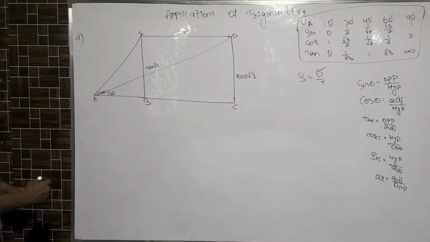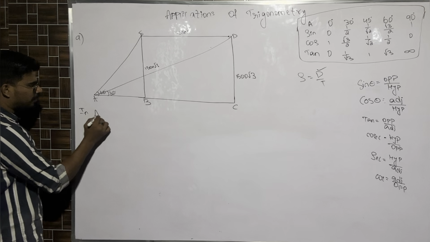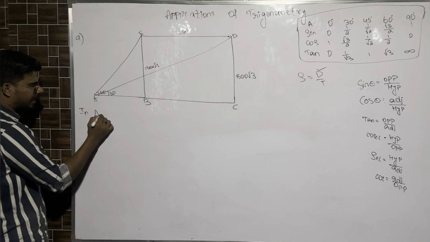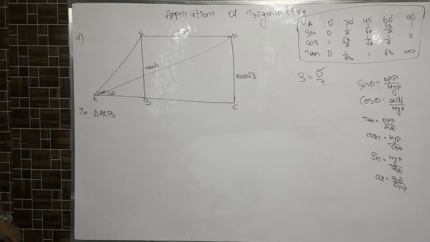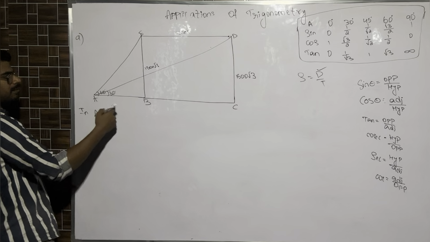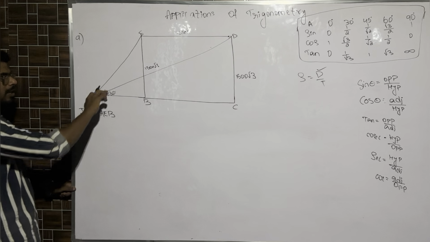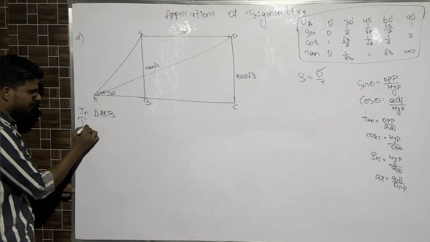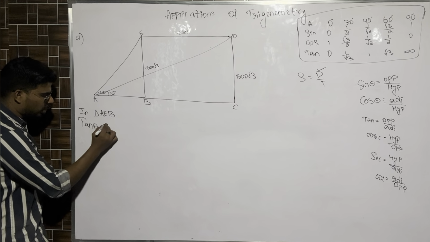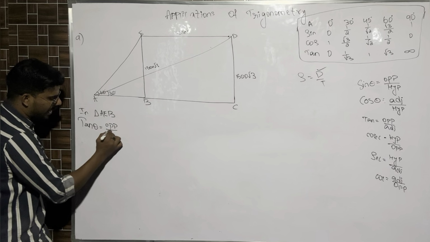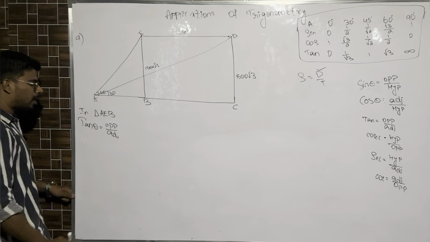Clear? So let us consider two triangles. What is the first triangle? AEB. In triangle AEB, how much is the angle? 60 degrees. Which trigonometric ratio? Tan theta. Opposite by adjacent is tan theta. In 90% of the cases it will be tan theta only. Tan theta is equal to opposite by adjacent.